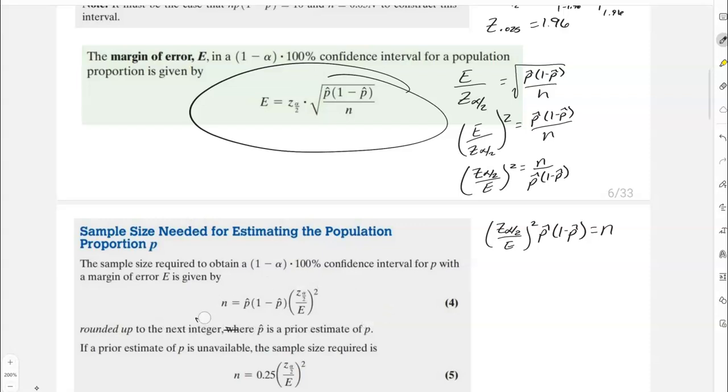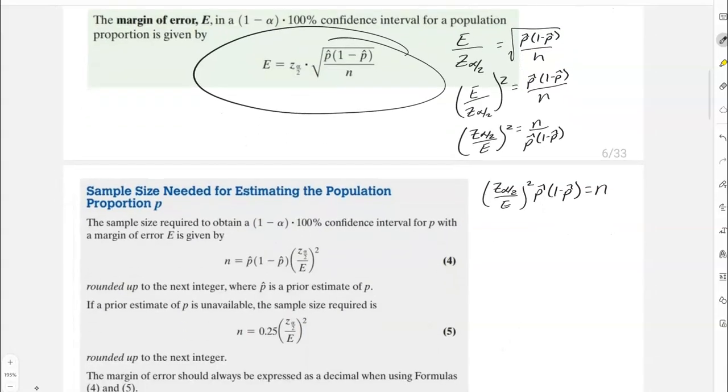Because maybe we know what we want the error to be. We don't want to be any more than maybe 2 percentage points either way. Then what would our n have to be? So we're going to use this formula if we know p hat. If we don't know p hat, we're going to use this one.